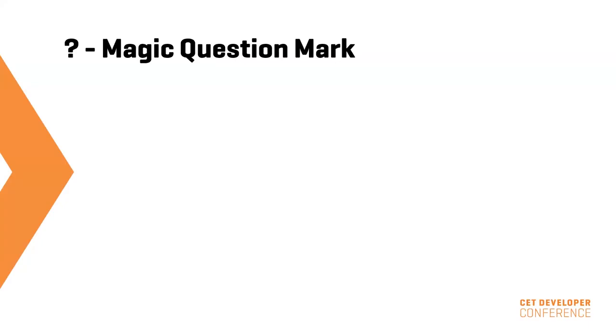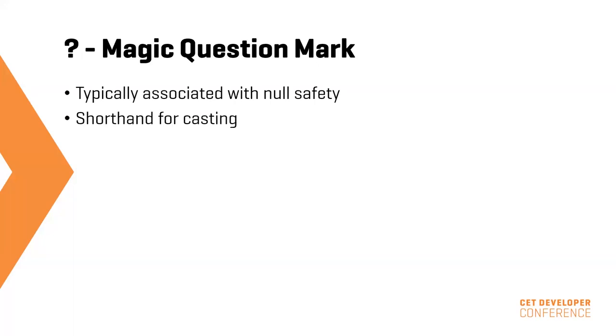So if you see a question mark in CM and you don't know what it's doing, it's probably a good guess to assume that it's doing something with null checking or null safety. Otherwise, it's probably casting. And like I said, I'm going to show you some use cases. I'm probably missing some, but these are the ones that I know about.